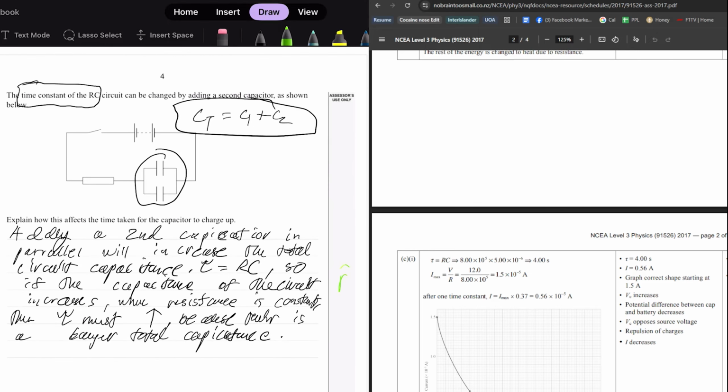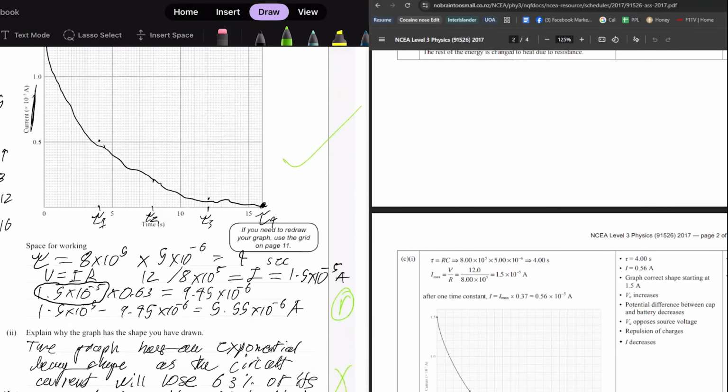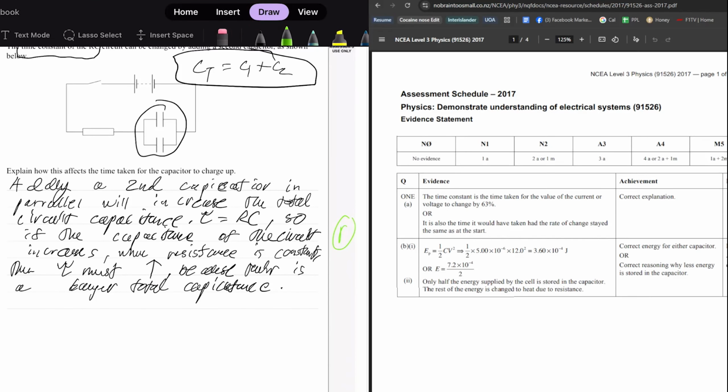Boom, an R-tick right there. We got 1R, 2R, 3R. I think it's M6 right there. Let's check. M6 is 2A, 2M.